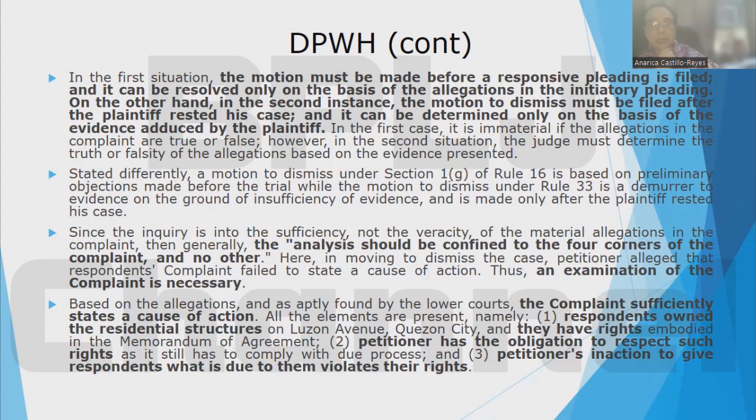Thus, an examination of the complaint is necessary. In this case, the complaint sufficiently states a cause of action because the respondents are owners of the residential structures and they have rights, and petitioner has the obligation to respect that right. Now, the petitioner's inaction to pay them just compensation is what violated their rights.